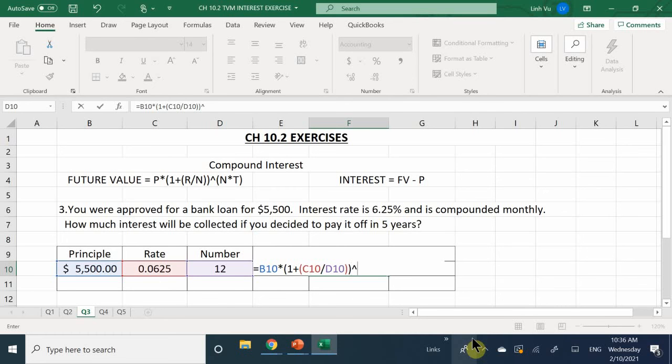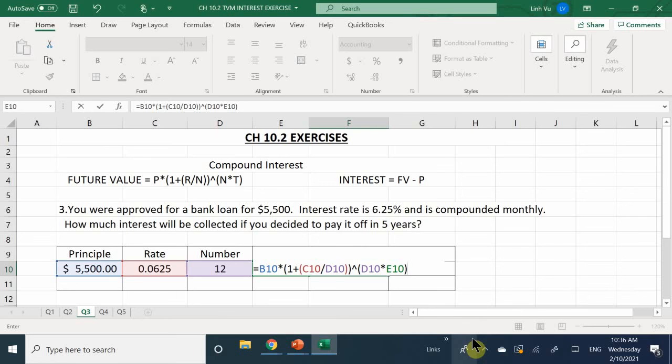Then you're going to go for the caret. Your caret should be Control Shift number 6. All right. Then we're going to do another parentheses. Next is going to be my N. What's my N? What's the number of times compounded? 12. And you're going to multiply it by the time, which in this case is 5 years. And then you're going to close your parentheses, right? Excel will not accept it if you do not close that parentheses.